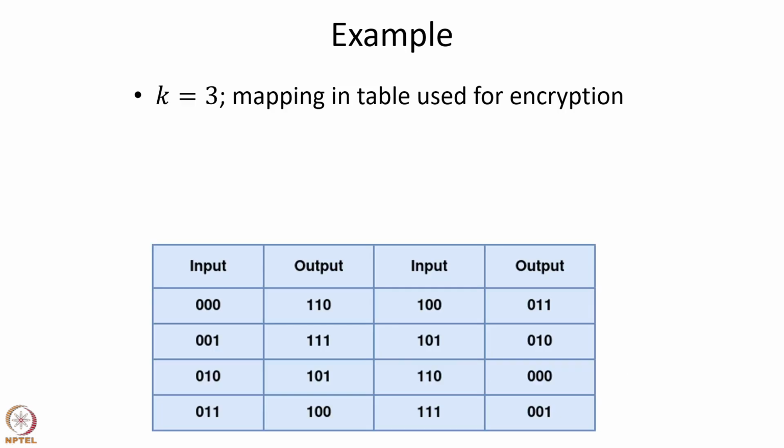This is a simple example of a block cipher. We use block size k equals 3. So the message to be encrypted is broken into blocks of 3 bits each, and we use the mapping in the table for encryption. So for example, if the plaintext block is 000, then the corresponding ciphertext block is 110. If the plaintext block is 001, then the ciphertext block is 111, and so on and so forth. If the plaintext block is 100, then the ciphertext block is 011, etc.